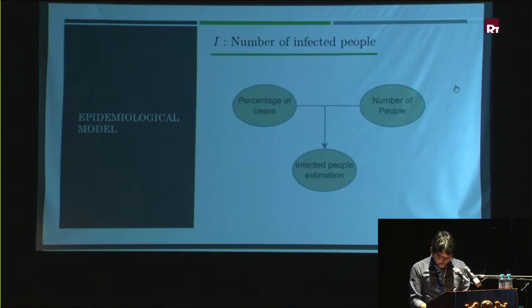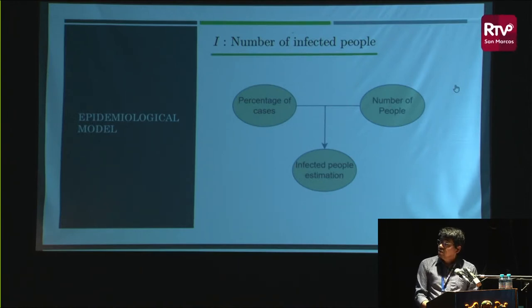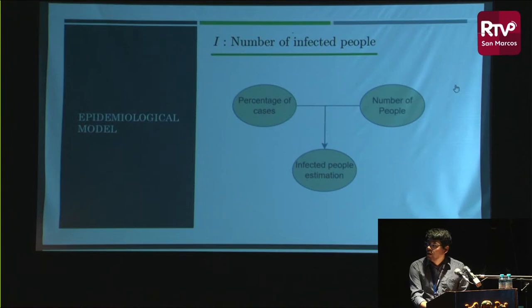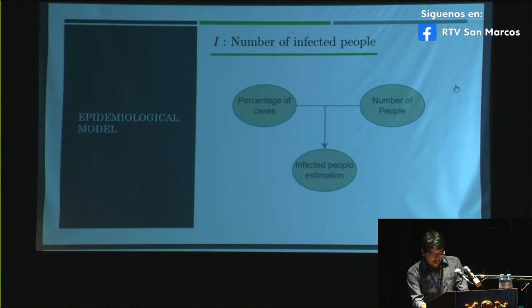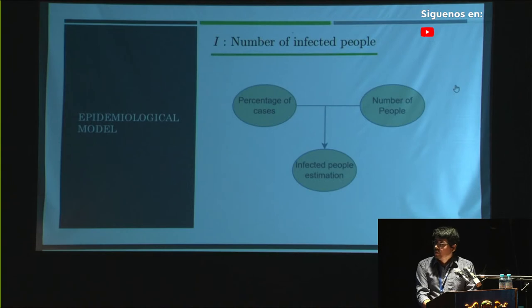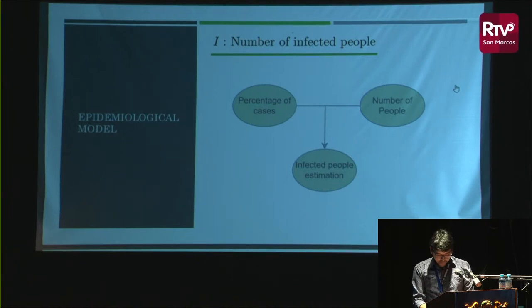The first is the number of infected people. We can use a camera to detect how many people are in the environment, but we can't determine how many infected people there are. So the way that we use to estimate it is to use the percentage of cases and the number of people detected by a camera, and we get an infected people estimation.